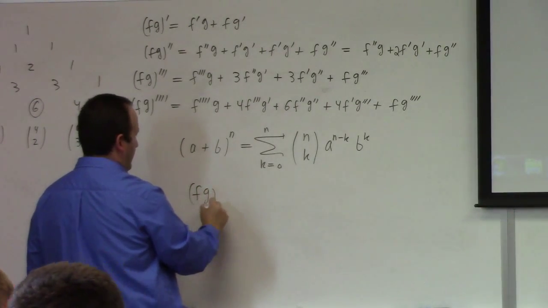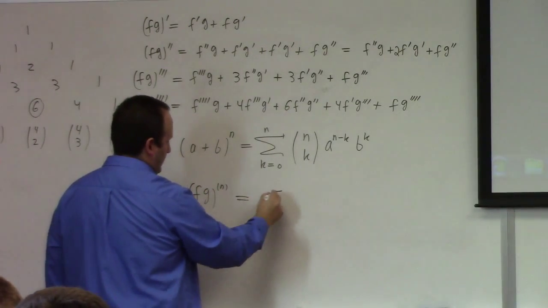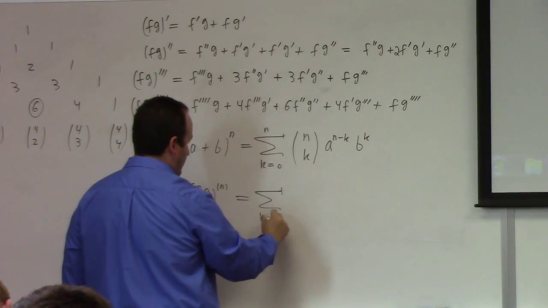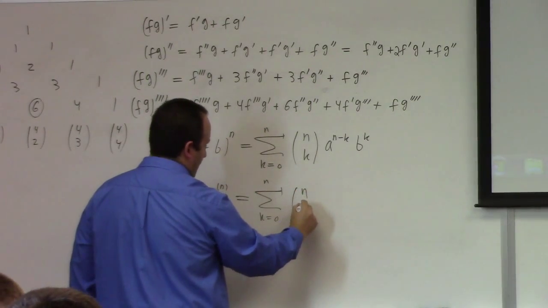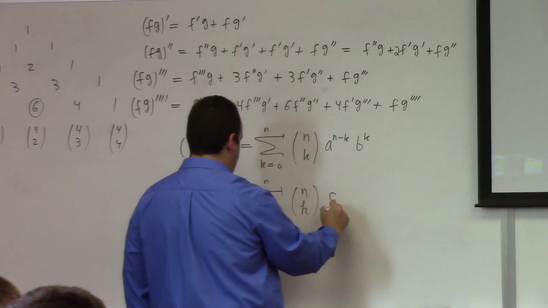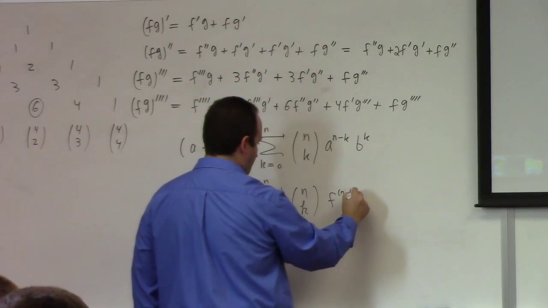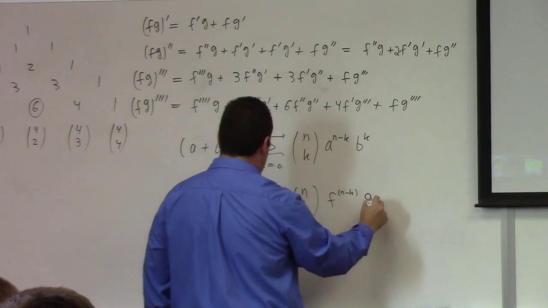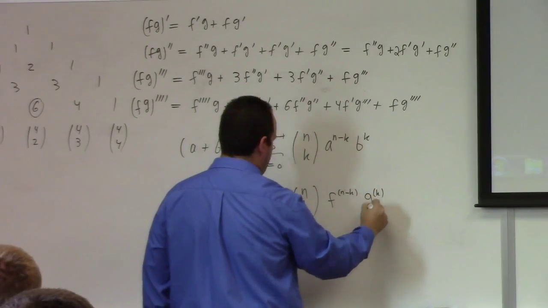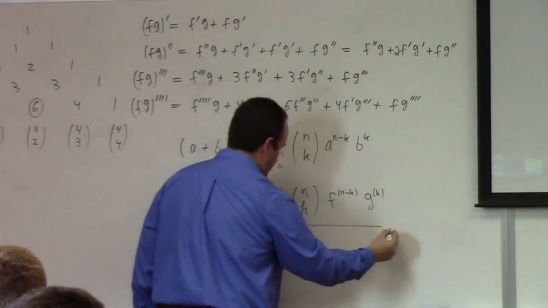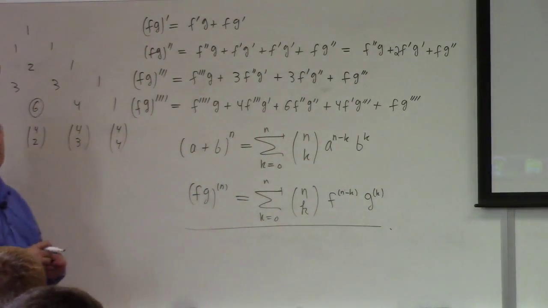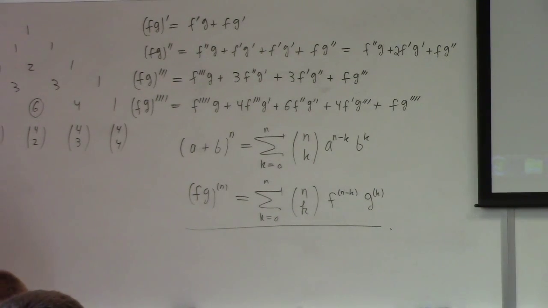So for derivatives, the nth derivative of f g is a sum, k equals 0 to n, n choose k, the n minus kth derivative of f times the kth derivative of g. And there's the n-fold product rule for functions. Now your problem's about dot products. But is it different? Not really.